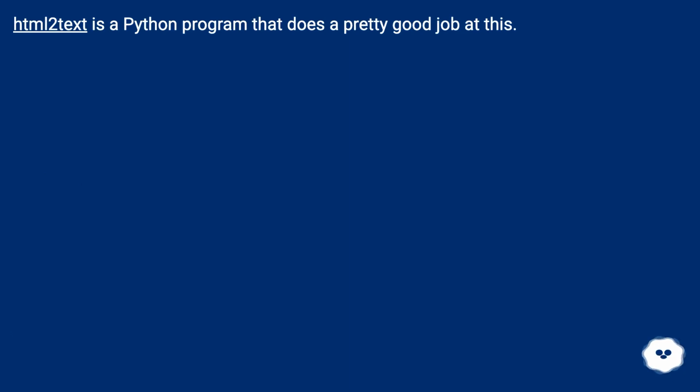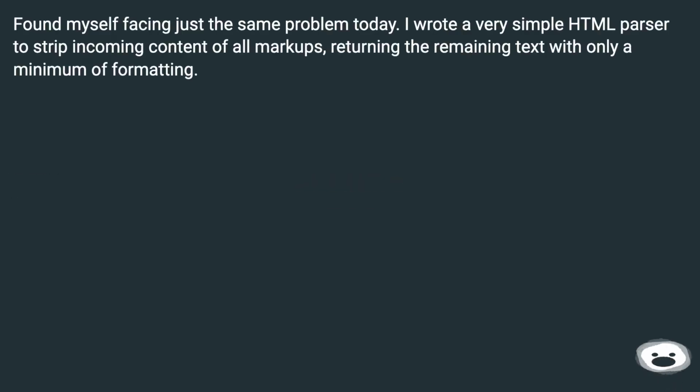html2text is a Python program that does a pretty good job at this. Found myself facing just the same problem today. I wrote a very simple HTML parser to strip incoming content of all markups, returning the remaining text with only a minimum of formatting.